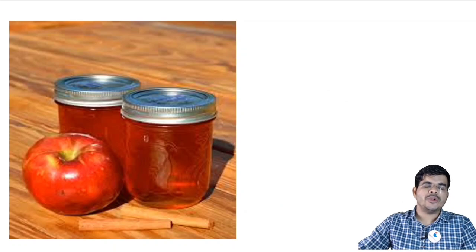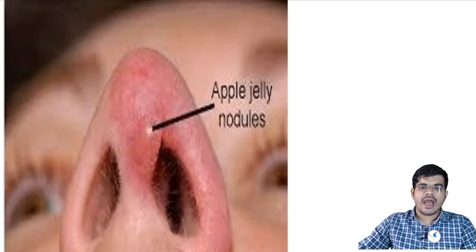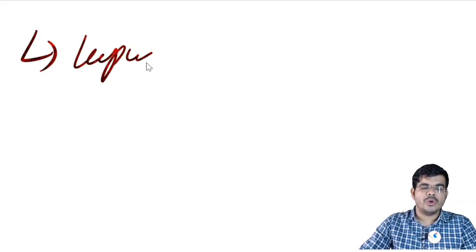Apple jelly nodules is the cutaneous manifestation of a disease that India has been battling for long. And what is that? That is tuberculosis. Okay, tuberculosis is associated with apple jelly nodules. Apple jelly nodules is the cutaneous manifestation of tuberculosis seen on the nose. Okay, and what is this known as? It is called lupus vulgaris.